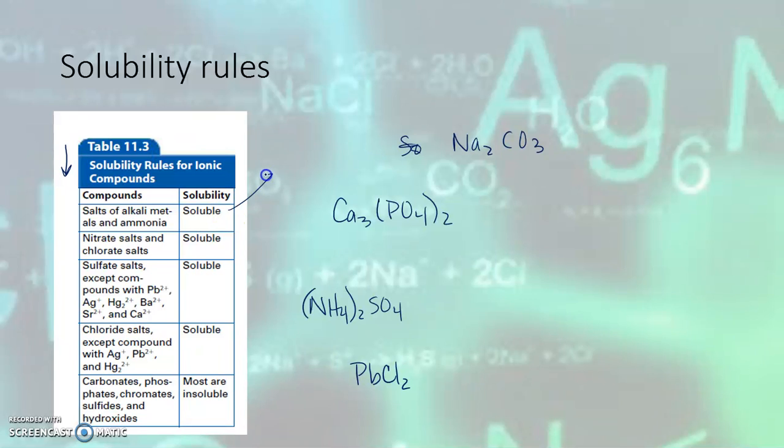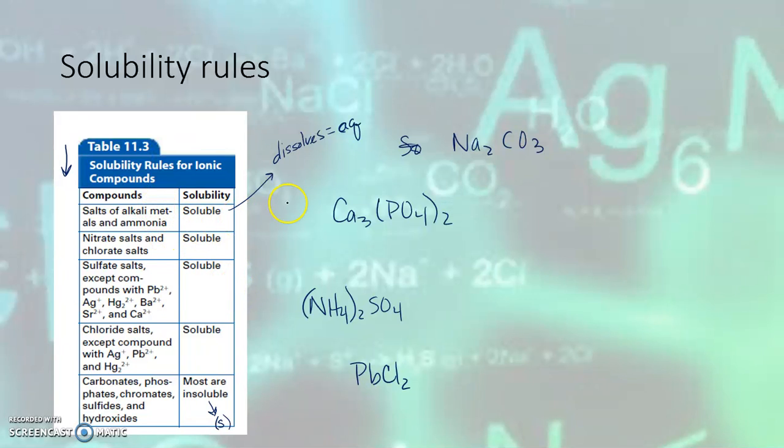What does soluble mean? Soluble means that it dissolves. That means it's going to be aqueous. If it's insoluble or slightly soluble, it's going to be the same thing. It means it's not going to dissolve, and we say it's a solid.